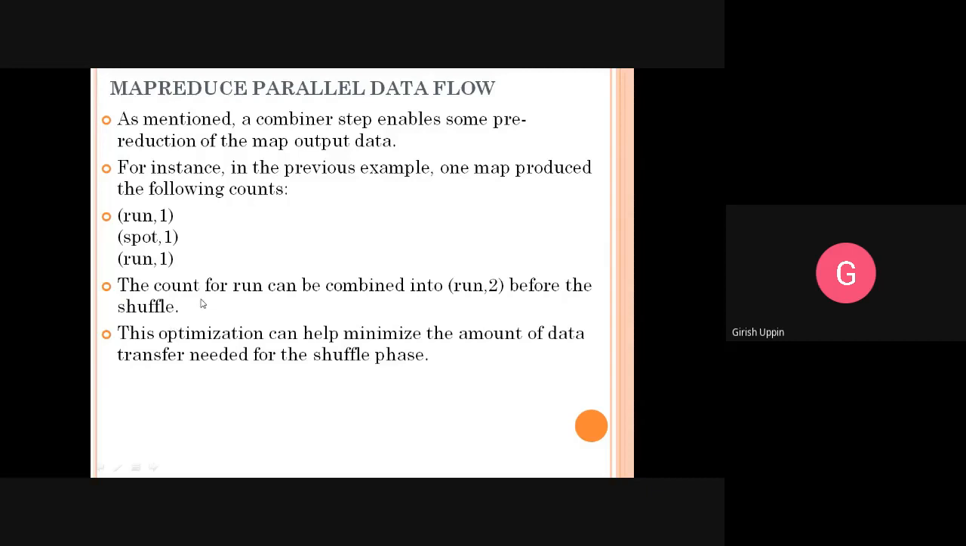Now you can have a combiner. In case of this kind of output from the mapper, the combiner will produce run comma 2 and spot comma 2, and then that data will be given to the reducer. This optimization can help minimize the amount of data transfer needed for the shuffle phase.